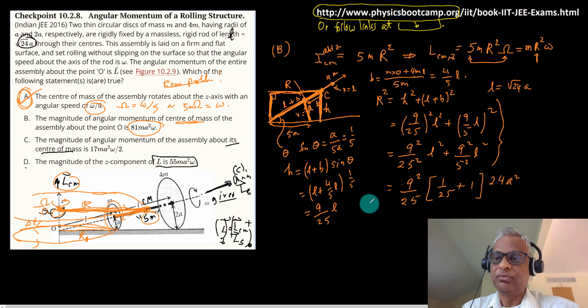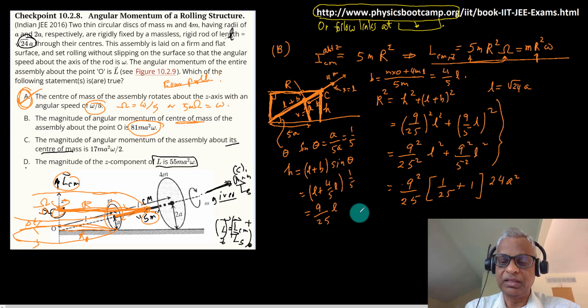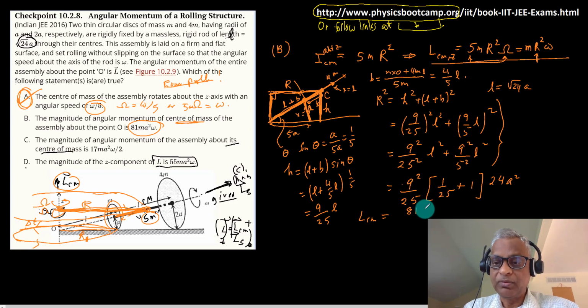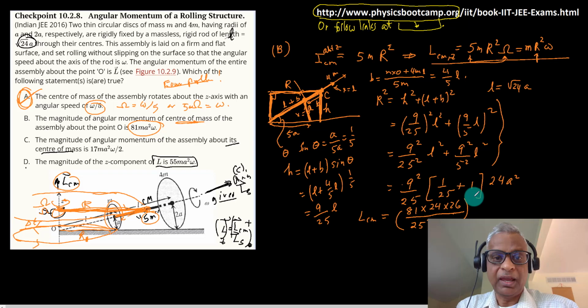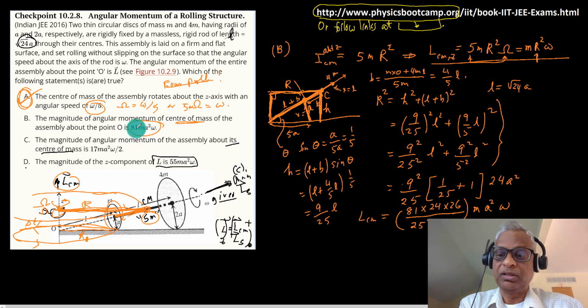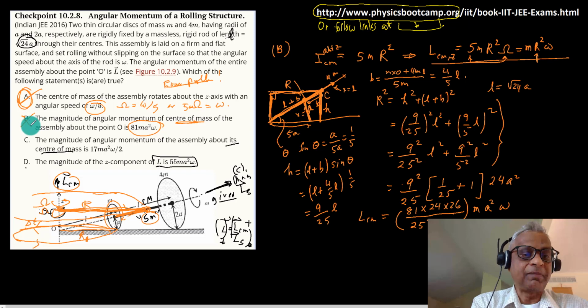Okay, so let me write the whole thing. So we have LCM is equal to this 81 over 25 square, and this is 20 times 24 times 26 times m times a square omega, and this is not equal to 81. So this is incorrect. B is incorrect.